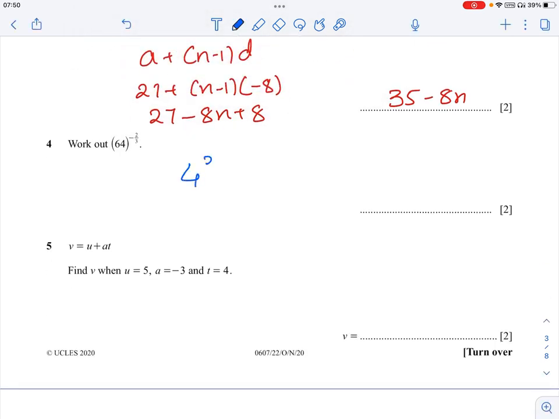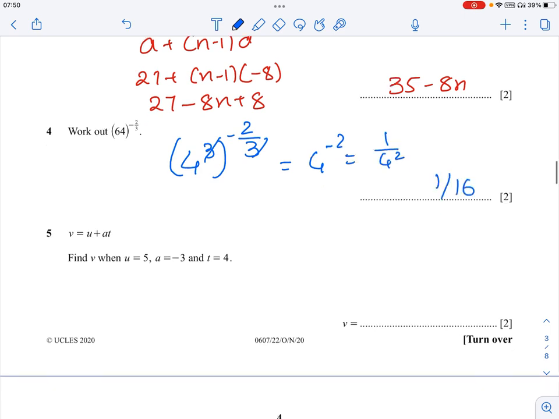Then, 64 can be written as 4 to the power 3, whole power minus 2 upon 3. The 3 cancels, 4 to the power negative 2, which is 1 upon 4 squared. So the answer is 1 upon 16.